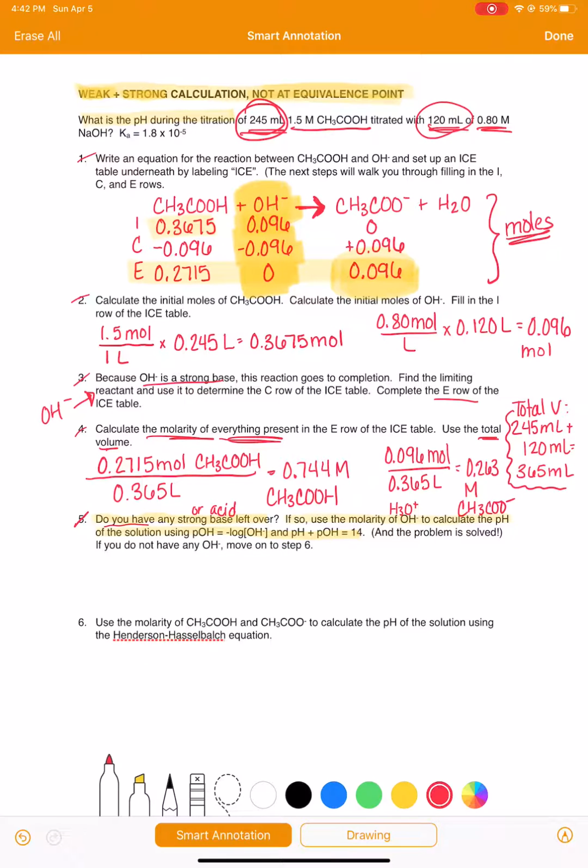When you don't have any strong base or strong acid left over, then you'll calculate the pH using Henderson-Hasselbalch. And that's also very easy to use. pH equals pKa plus the log of the base concentration over the acid concentration. First thing we need to do is calculate the pKa. It's going to be the negative log of the Ka. The Ka is 1.8 times 10 to the minus 5.